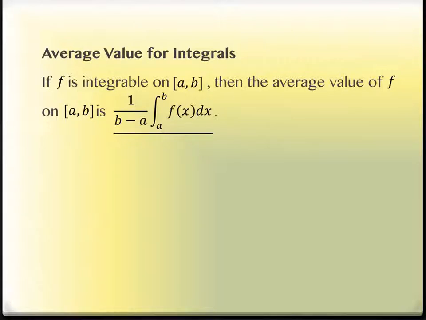Average value for integrals says that if you have a function f of x, and it's integrable, that means you can take the integral of it on the interval a to b, then the average value of the function itself on that interval is the area part multiplied by 1 over b minus a. Okay, so let me show you visually what this does, and then we'll actually see it happen when we do our example.